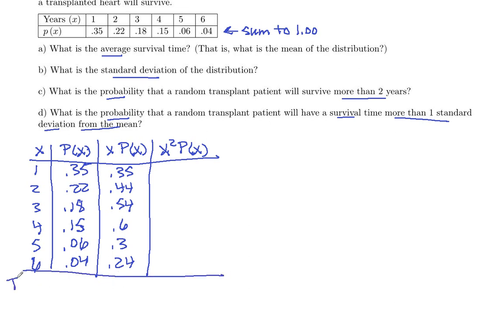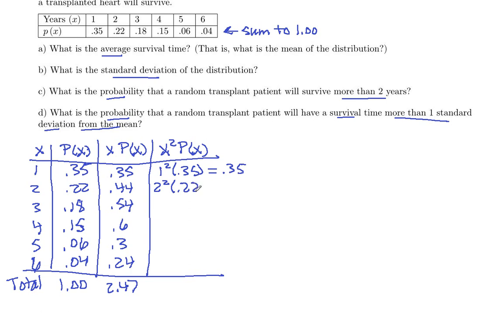And then we're going to total stuff down here. Your probabilities here should sum up to 1. The total on this column with the calculator work, 2.47. And then x squared times the probability. So 1 squared is 1 times 0.35, which is 0.35.